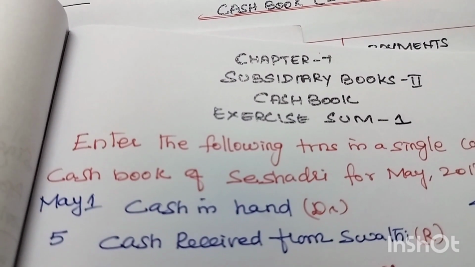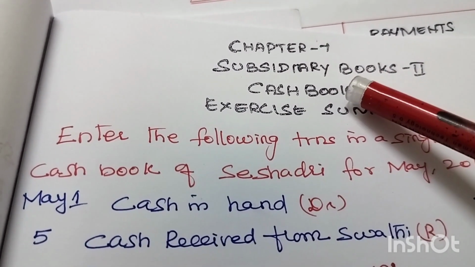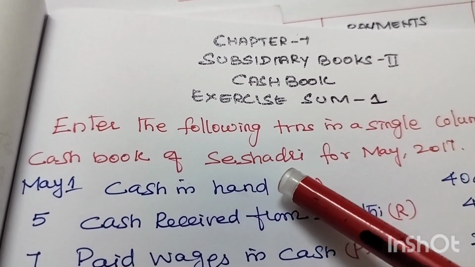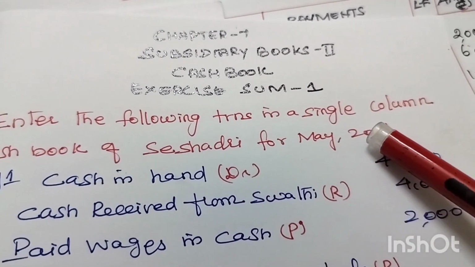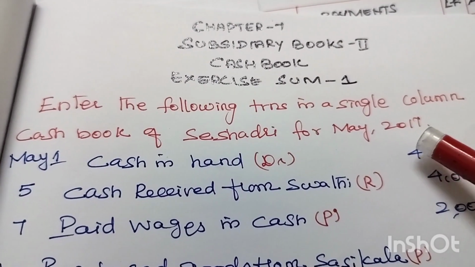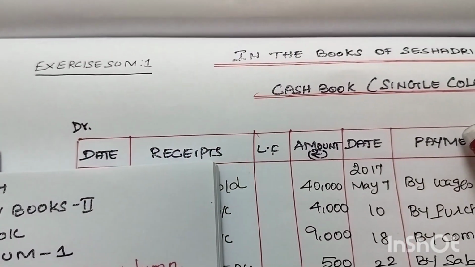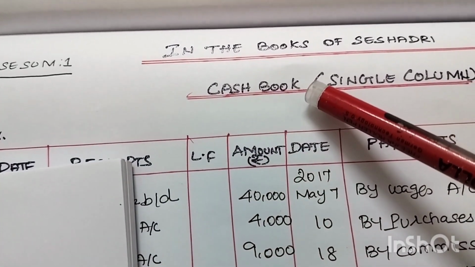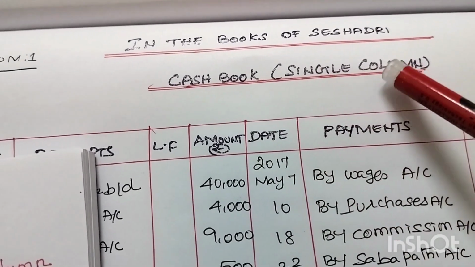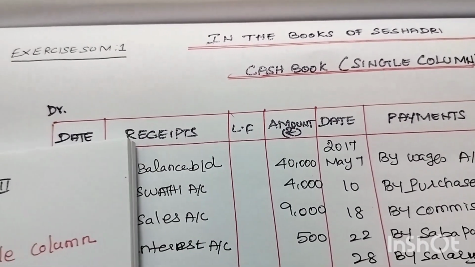In this video, we are going to learn about 11th Standard Accountancy, Chapter 7, Subsidiary Books 2, Cash Book, Exercise Sum Number 1. Enter the following transactions in a single column cash book of Seshadri for May 2017. Before we enter the given transactions into the cash book, we are going to prepare the title of the cash book, that is, in the books of Seshadri, cash book, single column cash book. We have already prepared the format of the single column cash book.